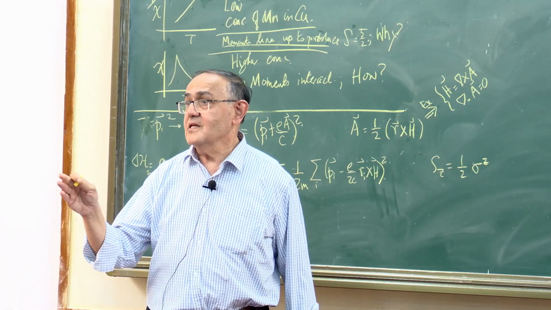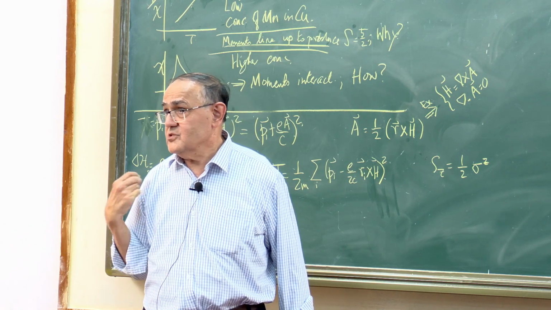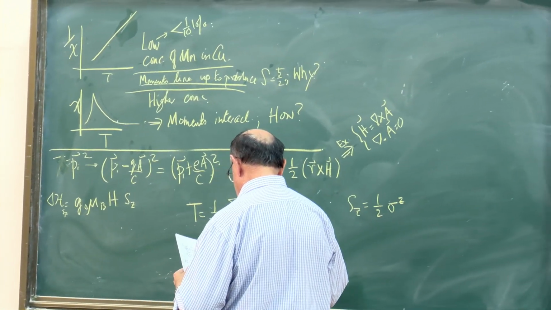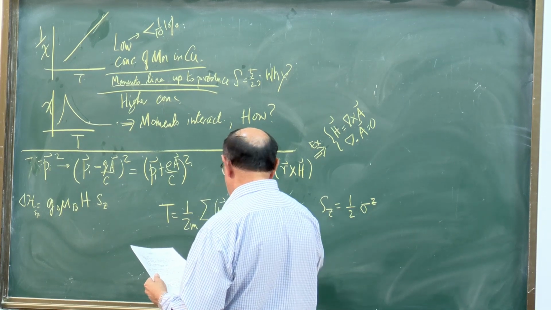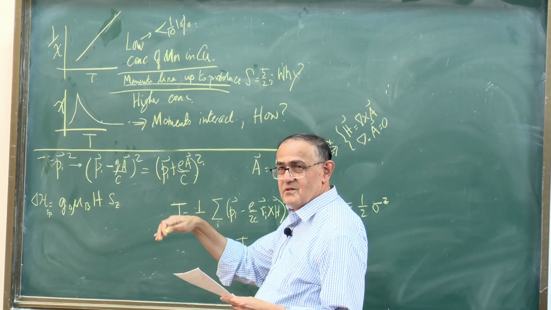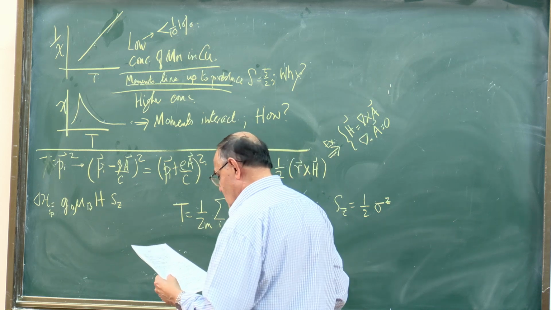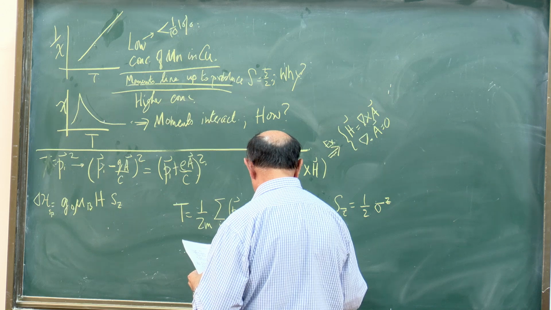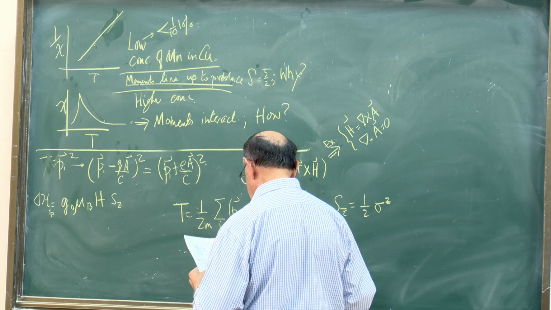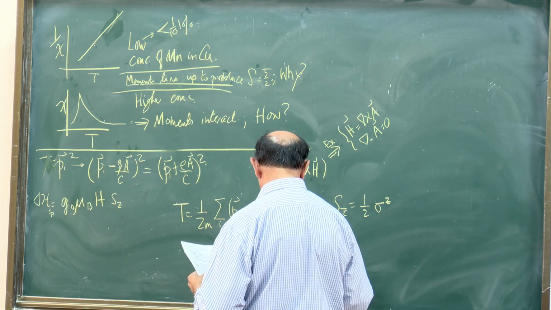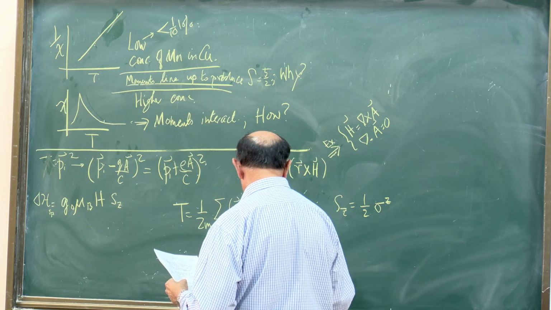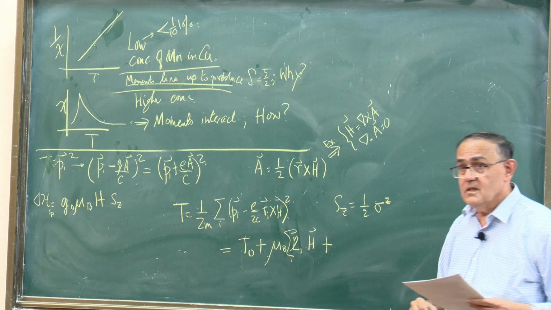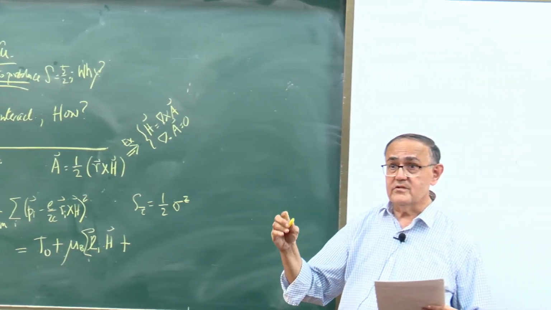Do it. This is mild exercise number 2. Expand this and show that it can be rewritten as T naught, which is Pi squared, the ordinary T naught. I'm not writing the definition, but you understand. Plus mu B times Li dot H. I wrote a sum, so then I should write a sum here. Plus one more term, that is the A squared term.